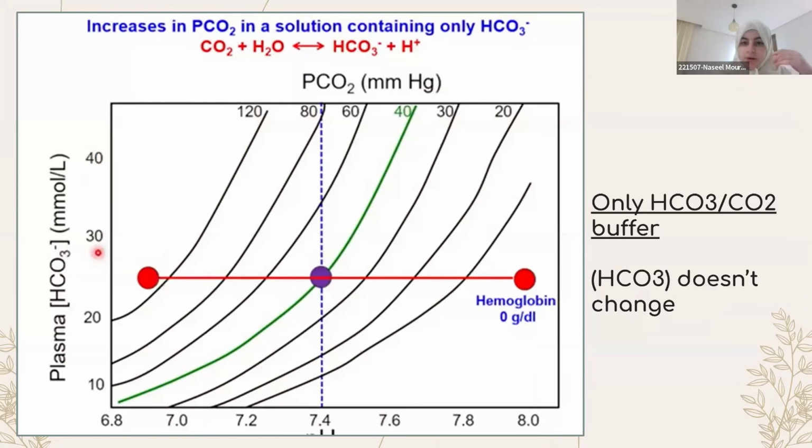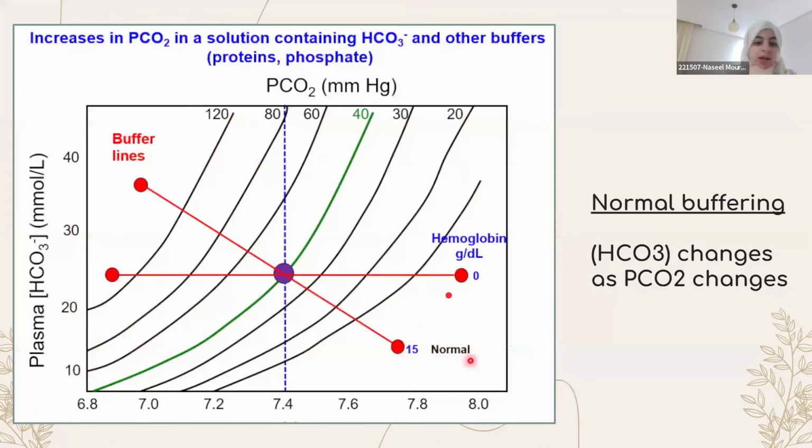Okay, so again, this is the same buffer if we only have bicarbonates and carbon dioxide without any other proteins. You see the bicarbonate doesn't change. However, in the case of normal levels, hemoglobin normally is about 15. So you can see that as your PCO2 changes, let's take the isobar of 40, and let's say you go down to 20. What do you see? You see a decrease in the bicarbonate, right? And this is a normal reaction that you would expect. Again, same thing. If you went from PCO2 of 40 up to 80, what happens? Your bicarbonate goes up to try to compensate for that.